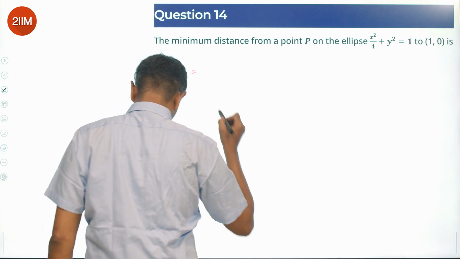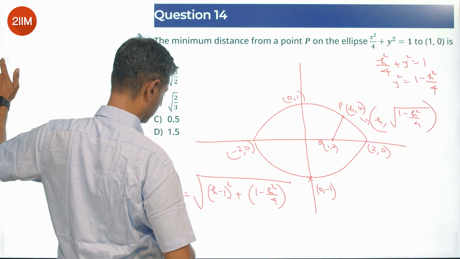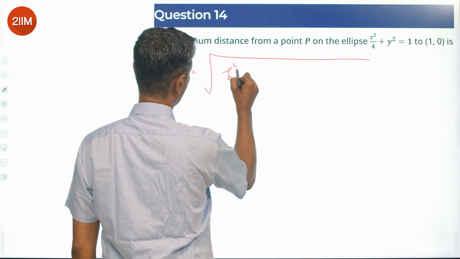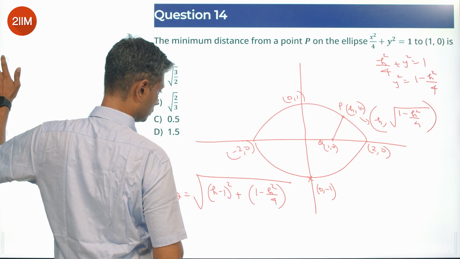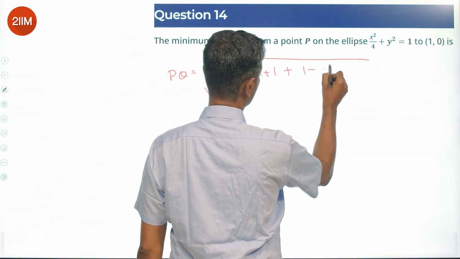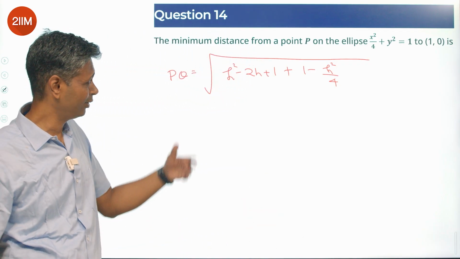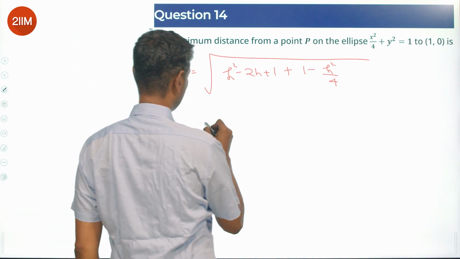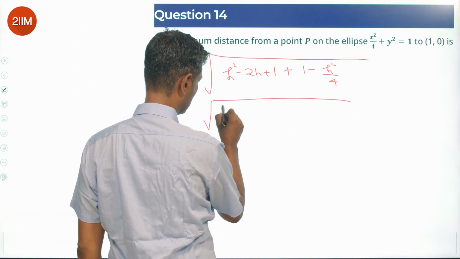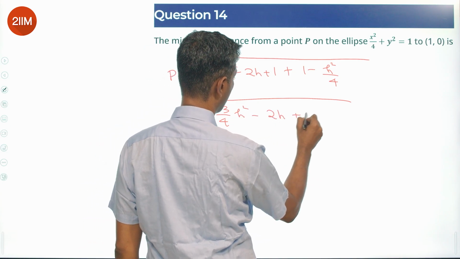PQ is square root of h square minus 2h plus 1 plus 1 minus h square by 4. Now we know how to minimize that. We can do completion of squares and simplify this. So this is square root of 3 by 4 h square minus 2h plus 2.